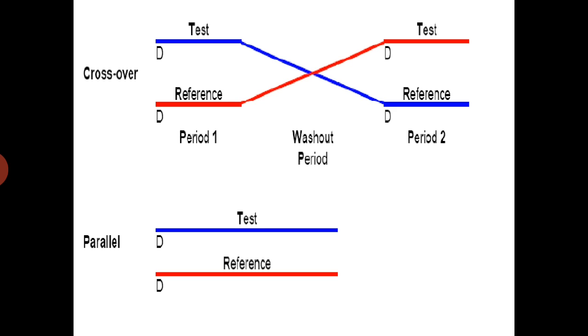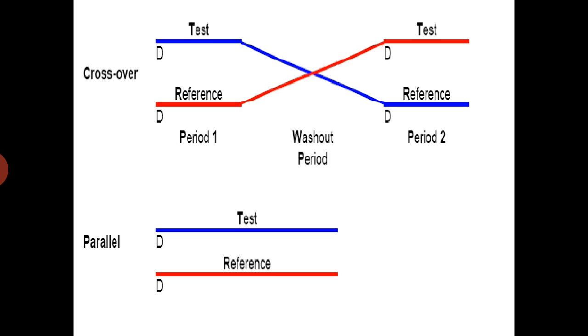This is the most advantageous one. The reason is that the number of people getting both test and reference is high, and the people we have selected are homogeneous. Everybody is tested, the number of individuals is high, and the chances of getting better results are high in crossover designs. The last one is the Latin square design. Latin square design is also a type of crossover design.